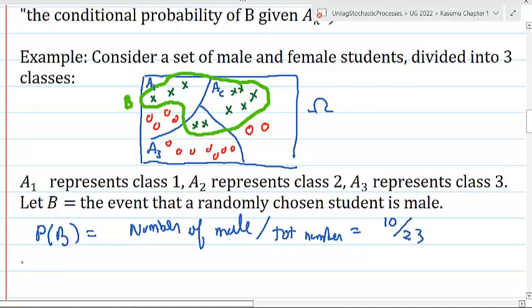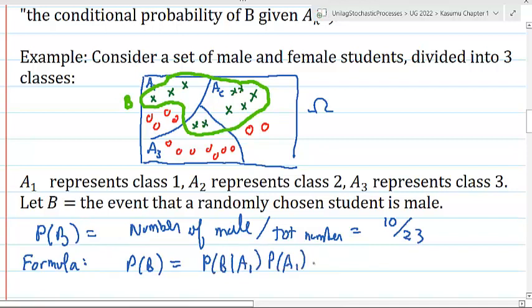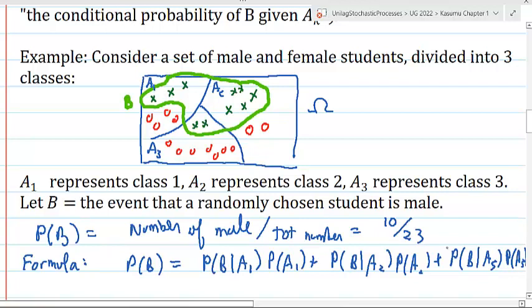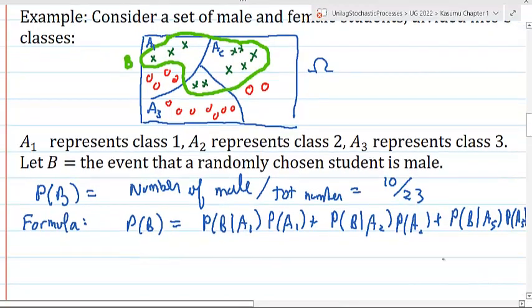Now we can also use the formula. The formula says that P of B equals P of B given A1 times P of A1 plus P of B given A2 times P of A2 plus P of B given A3 times the probability of A3. Now that's my formula. Let's figure out all these terms.